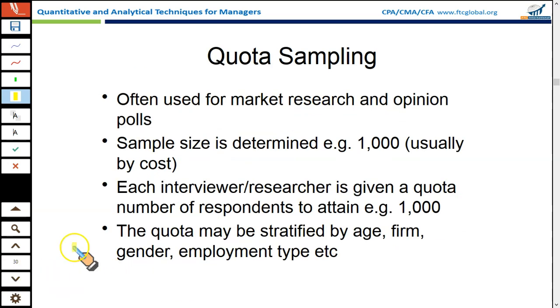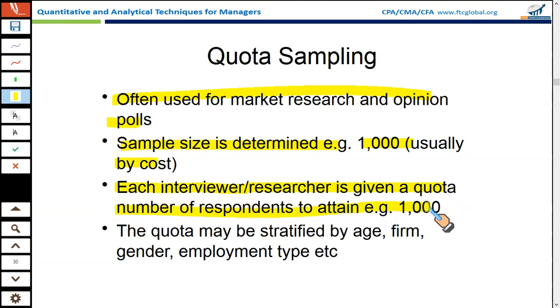Next, we have quota sampling. Often used for market research and opinion polls. Yes, quota sampling is often chosen for market research and surveys to understand the public opinion. Sample size is determined, for example, 1,000, usually by cost clearly. The number of people surveyed is usually set based on how much it costs to reach as many respondents as possible. Each interviewer, researcher is given a quota, a number of respondents to attain.